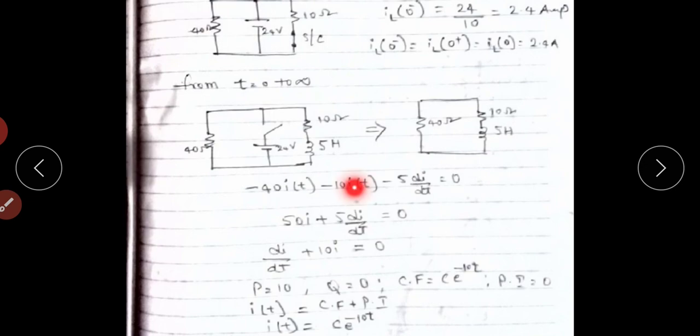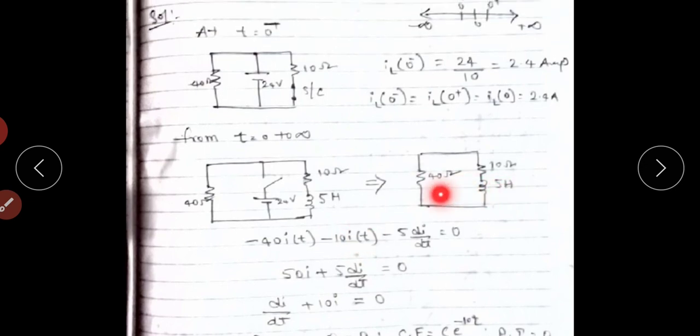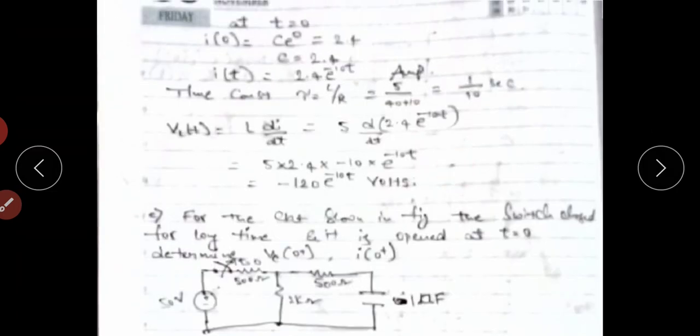So time constant equals to L by R from t equals to 0 plus to infinity. This is the circuit. So in the circuit, the equivalent resistance value: 40 plus 10, 50. Two elements, series connection. So 40 plus 10 equals to 50 resistance value, and inductance value equals to 5. L by R means 5 by 50, so it equals to 1 by 10. So time constant equals to 1 by 10 seconds.